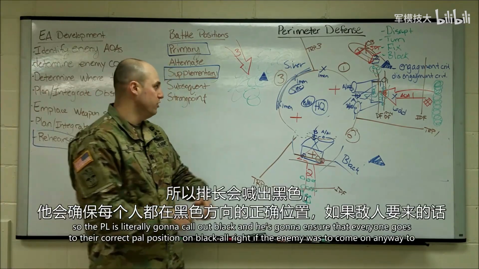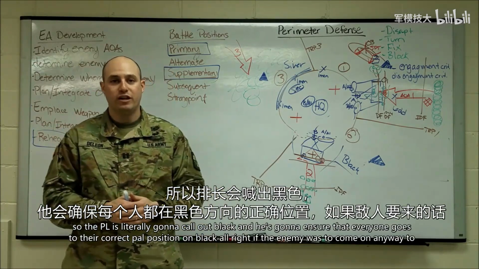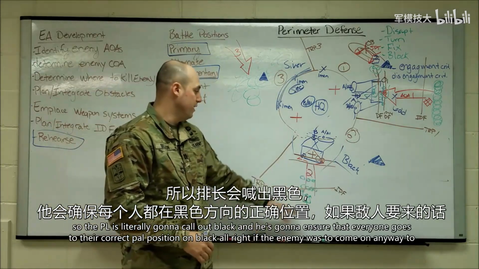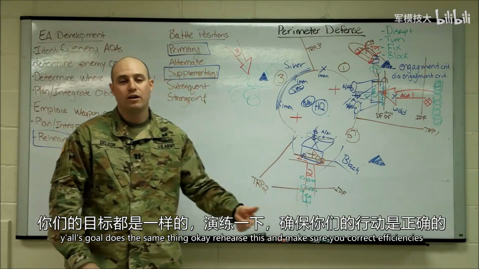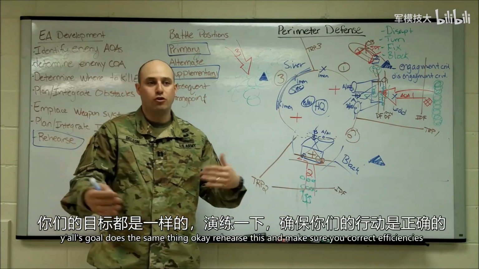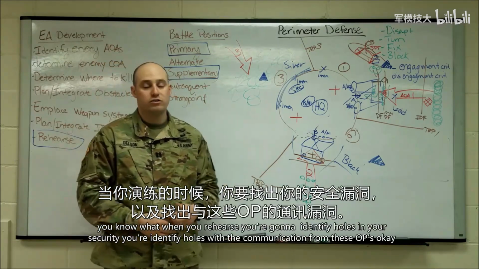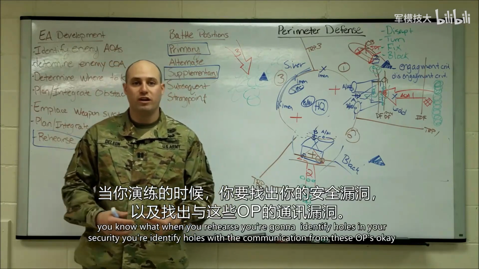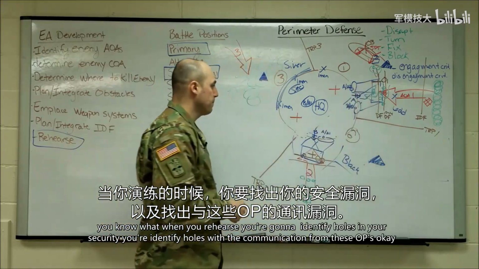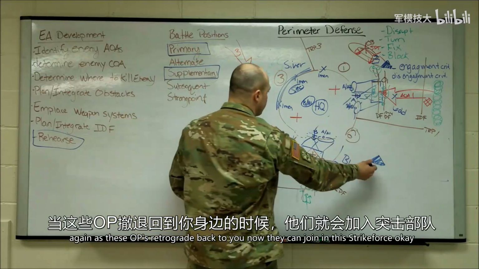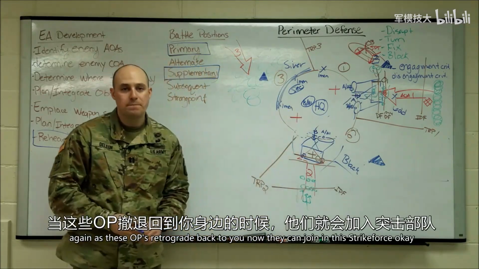Okay? So the PL is literally going to call out black, and he's going to ensure that everyone goes to their correct battle position on black. All right, if the enemy was to come on AOA 2, yells gold, does the same thing, okay? Rehearse this and make sure you correct deficiencies. And you know what? When you rehearse, you're going to identify holes in your security. You're going to identify holes with your communication from these OPs, okay? Again, as these OPs retrograde back to you, now they can join in this strike force, okay?